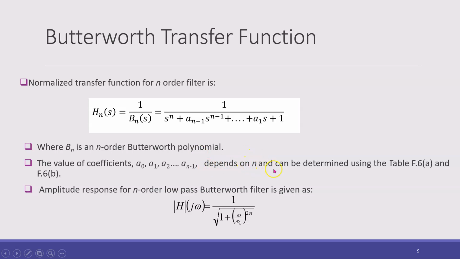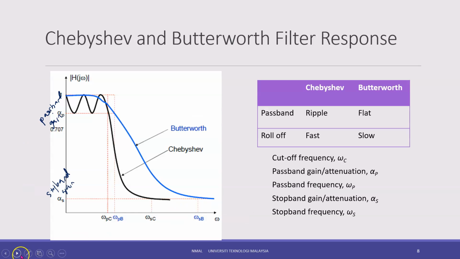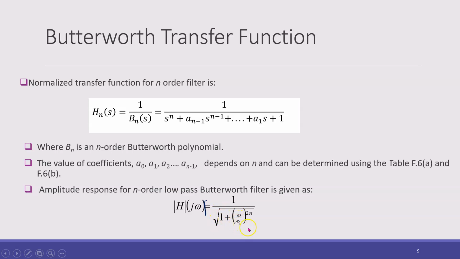The value of n, which is the order, can be determined using tables F6a and F6b. The amplitude response for an n order low pass Butterworth filter is given as |H(jω)| equal to 1 divided by the square root of 1 plus (ω divided by ωc) to the power of 2n. The equations seem complicated, however all formulas are given, and you can also refer to the formulas when you are doing your final exam later. You just need to understand the question, know how to extract the information from the question, and know what equations you need to use. Basically this chapter is very easy.